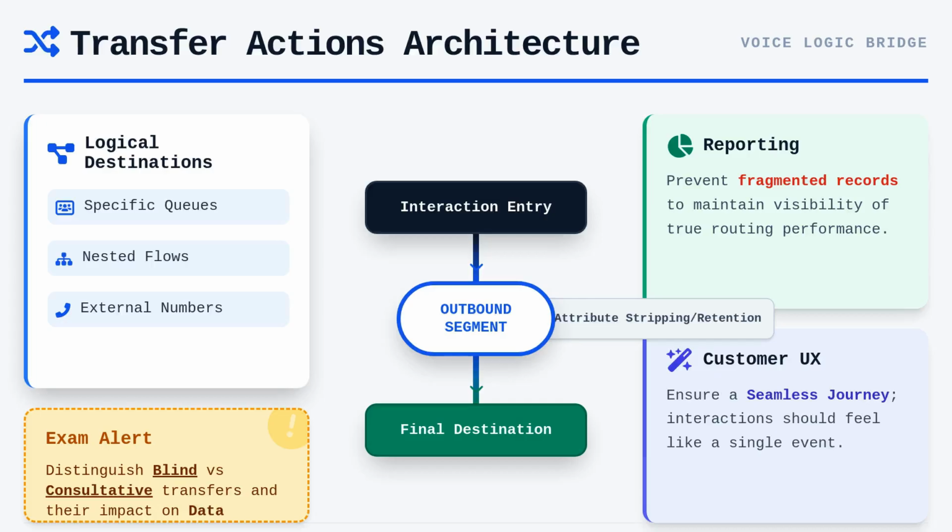When you manage a transfer, especially to an external party, you must ensure that the caller's information is passed through correctly, which often involves configuring an outbound transfer segment that strips or retains specific participant attributes as required by your business rules. Maintaining this continuity is essential for reporting, as disjointed transfers can lead to fragmented interaction records that obscure the true performance of your routing logic. By utilizing proper flow design, you ensure that even when an intermediary must take over, the customer journey is perceived as a seamless, singular event, rather than a series of disconnected calls.